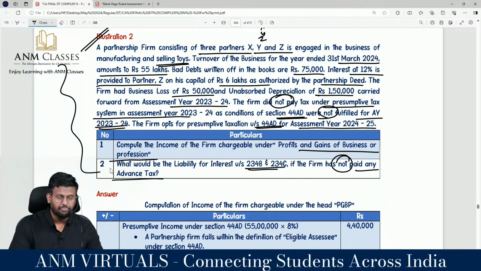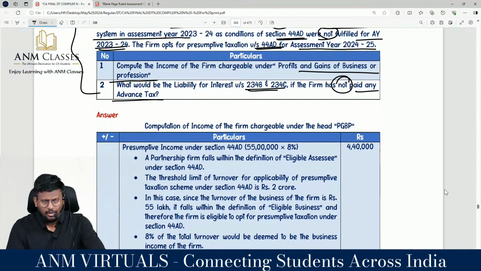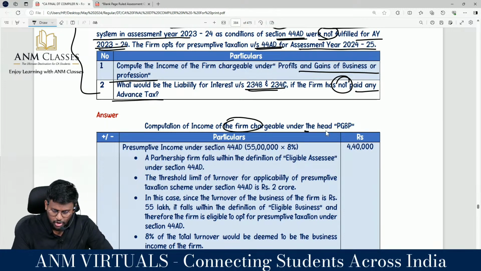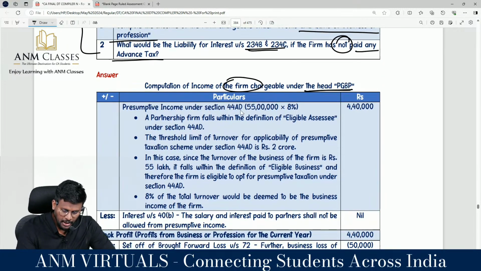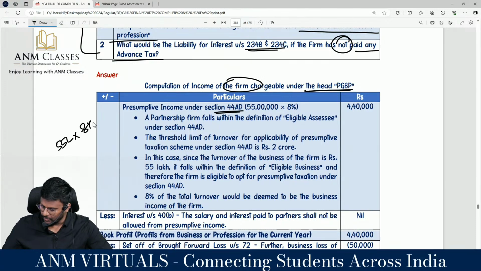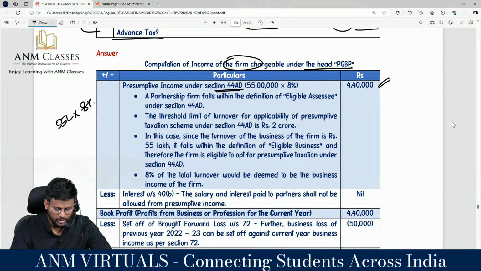This is a brilliant question according to me. So they have given the turnover and they have not mentioned in what mode the receipt has been received. So we are assuming that it is by cash, so we have to put the higher rate. Computation of income of firm chargeable under the head PGBP. Presumptive income under 44AD. They themselves mentioned that 55 lakhs is the turnover. So my dear lovable students, 55 lakhs into 8% comes to 4,40,000.